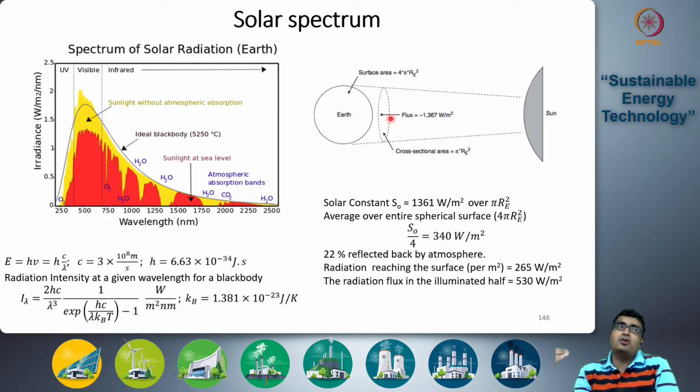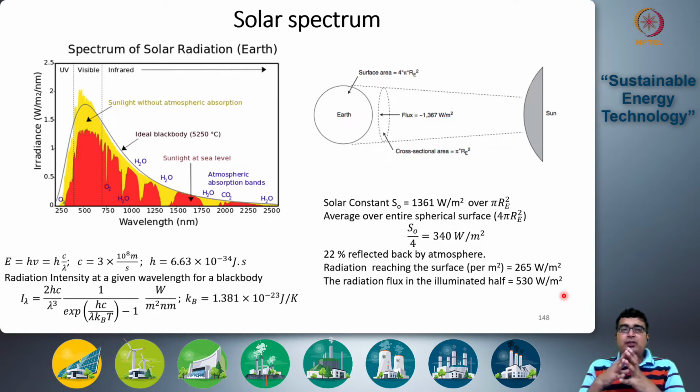The equatorial zone gets more, the polar zones get less. We will discuss that later. But overall, it's 530 watt per meter square over the day side and 0 watt per meter square over the night side. So over a 24-hour day, it's 265 watt per meter square.